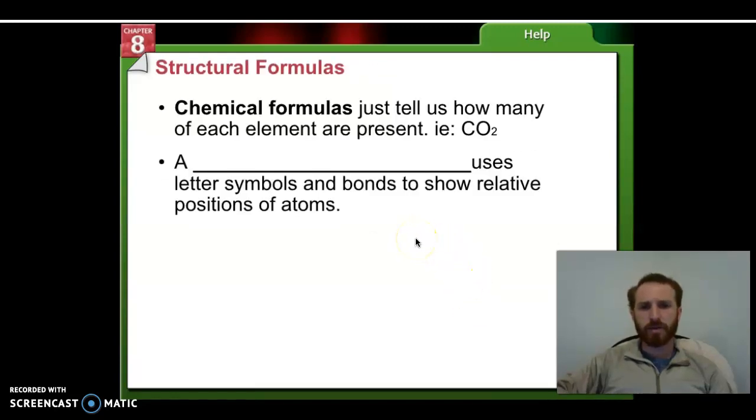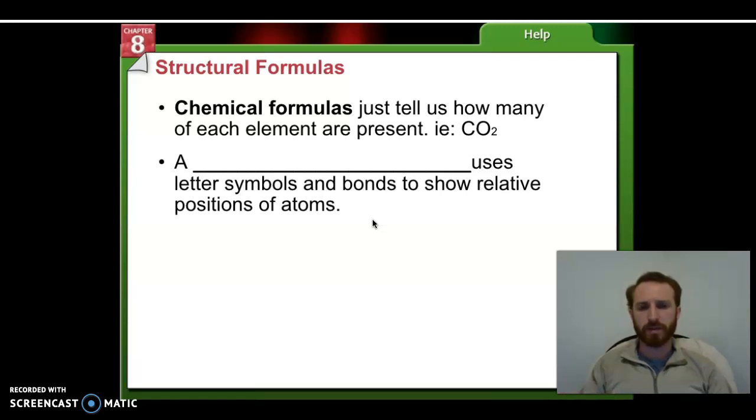So if you remember, a chemical formula tells you how many of each element are present. So in CO2, you know there's one carbon, and you know there's two oxygens because the subscript 2 represents that there's 2 of the element right before it, which is oxygen. A structural formula uses letter symbols and bonds to show relative position. It's kind of like a Lewis dot structure, but you show the bonds and relative positions of each of the atoms and how they would form that bond, right?